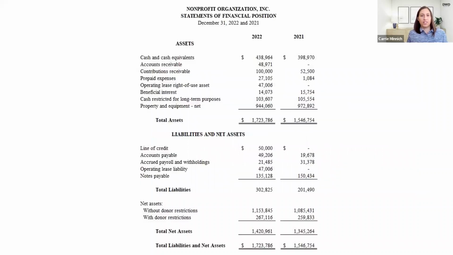On the screen, this again is a sample statement of financial position. This is an external audited statement. However, if you're following along with your own statements, even if you have your internal statements, the accounts on the left are probably going to be very similar to what is listed on your internal statement. So what we talk about is going to be applicable whether we're looking at an external audited statement or an internal statement.